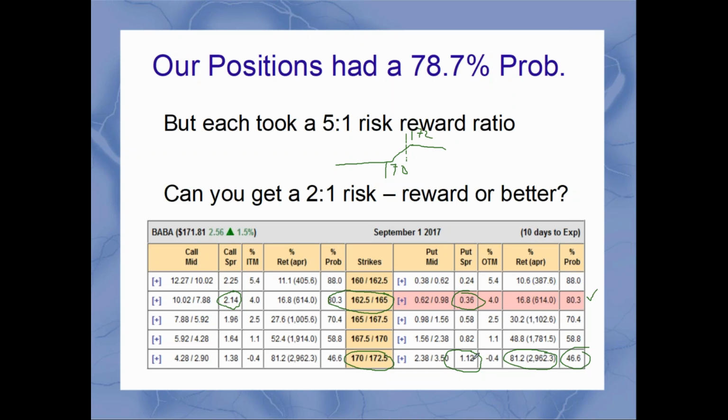Is your risk less? Of course. So 112 over 250, we're looking at a maximum risk of only $1.38. Okay, so our risk-reward ratio is $1.38 to make 112. But this takes only a 46% probability of success.